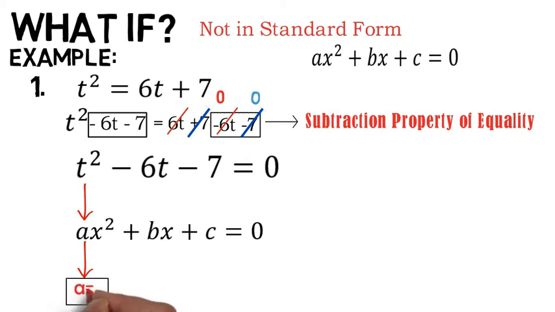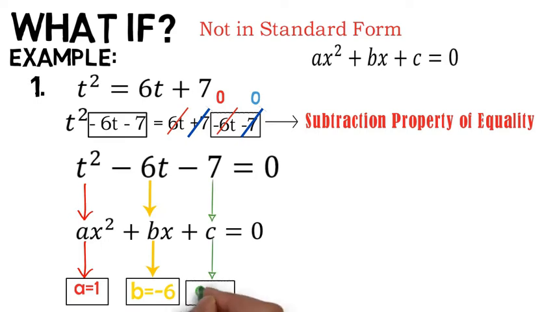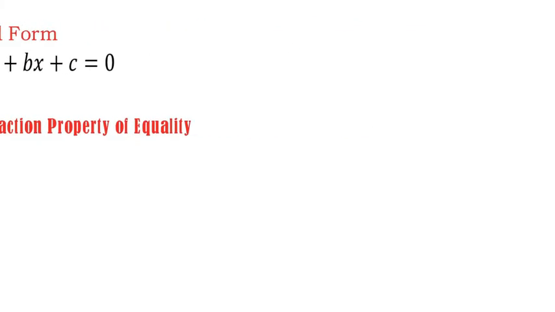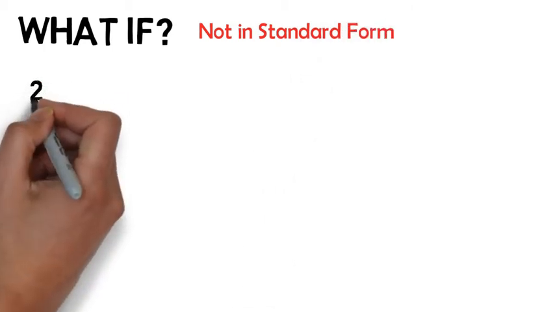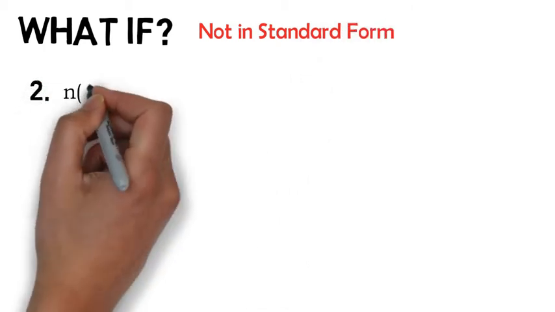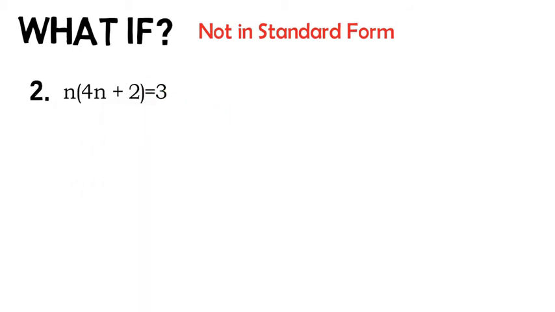Then we can now get the value of a, that is 1. The value of b is negative 6. And the value of c is negative 7. Very good. And we have another example for what if not written again in standard form. The second example, n times the quantity of 4n plus 2 is equal to 3. So it is not written in standard form, right?